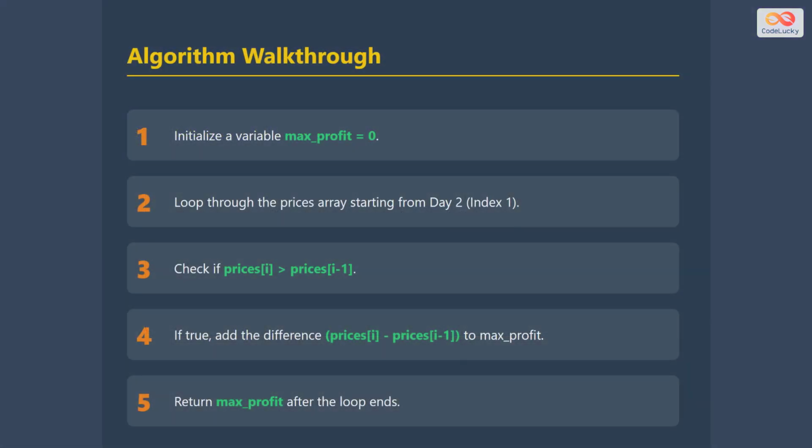Here is the algorithm. First, start a profit counter at 0. Second, loop through the prices starting from the second day. Third, check if the current price is higher than yesterday's price. If it is, simply add the difference to your total profit. Finally, return the total.